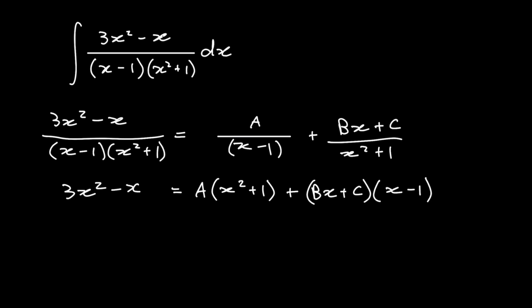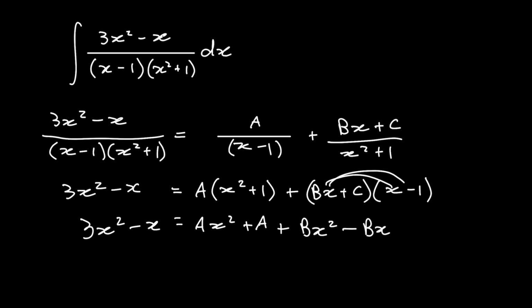The next step is to simplify this right-hand side. Distributing this A, we get Ax² + A, and then using FOIL to distribute these two factors into each other, we get Bx² − Bx + Cx − C.